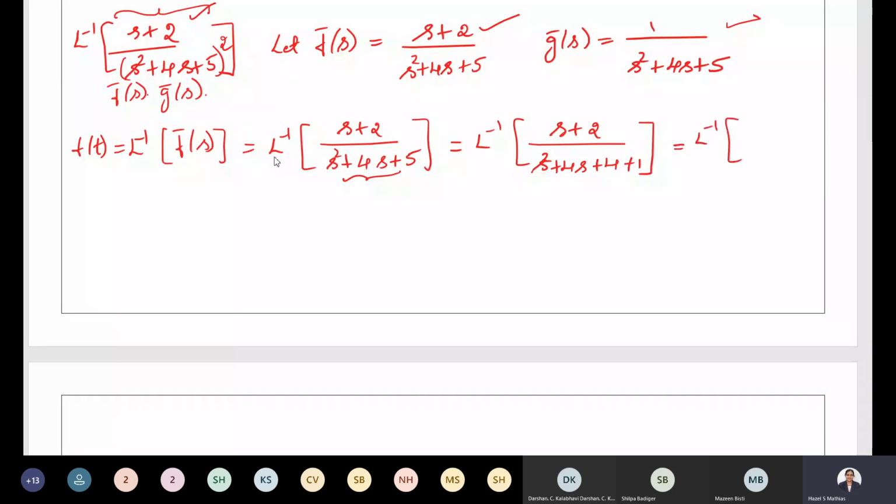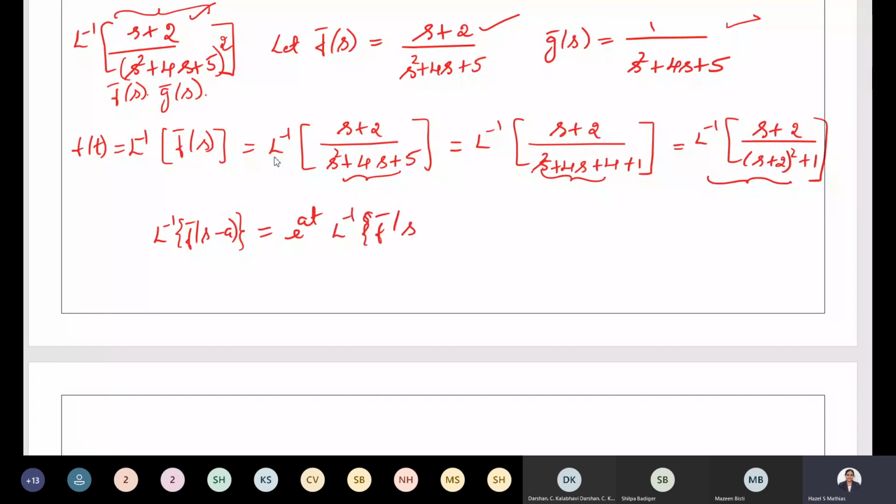So what do we get? We get (s+2)/((s+2)²+1). Now how to find the inverse Laplace transform of this? See here, both the s plus 2 terms are present. We have one property: L inverse of f bar of (s minus a) is nothing but e to the power at into L inverse of f bar of s. So make use of this property to find the inverse Laplace transform of this.